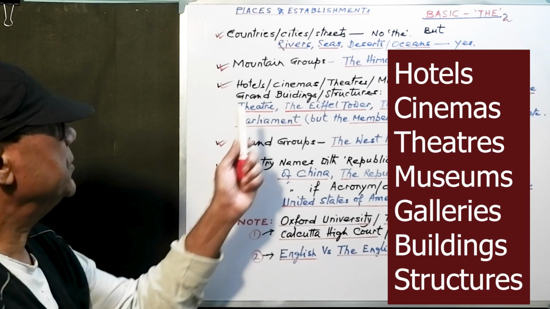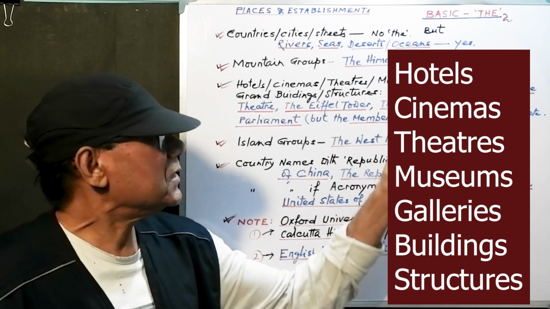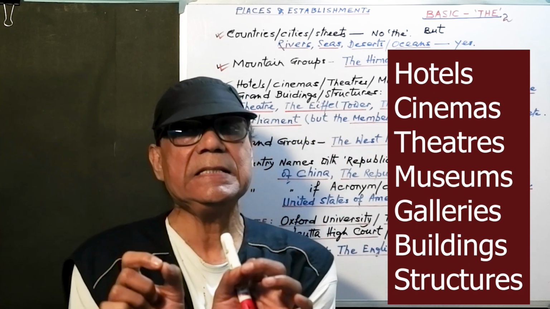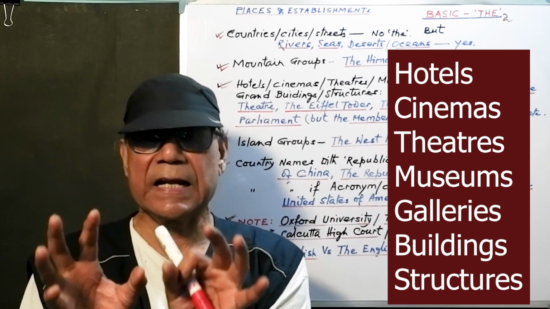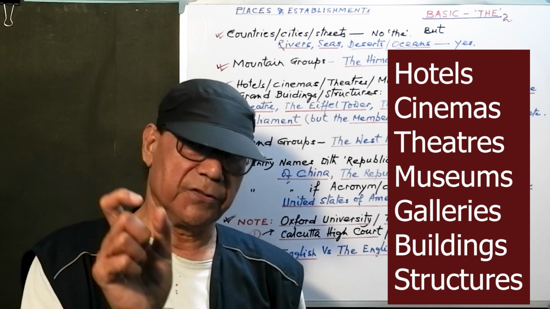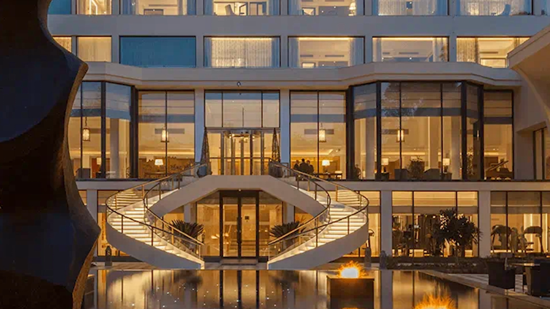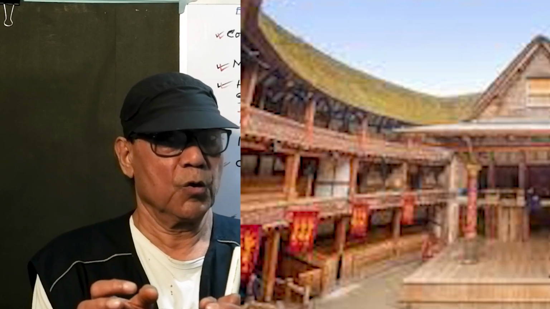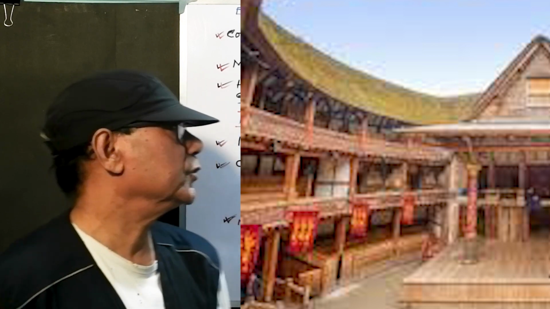hotels, cinemas, theaters, museums, art galleries, grand buildings, structures. All these man-made grand institutions and grand structures require the definite article the. For example, the Oberoi Grand, it's a big and famous hotel. So, the Oberoi Grand. The Globe Theatre, quite famous, world famous theatre, the Globe Theatre.